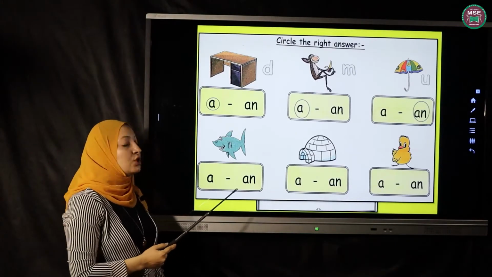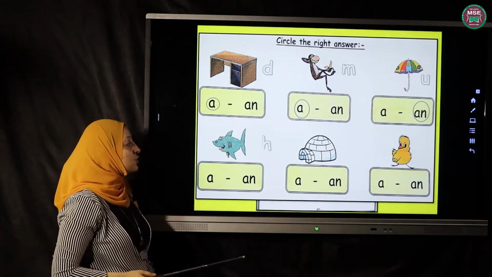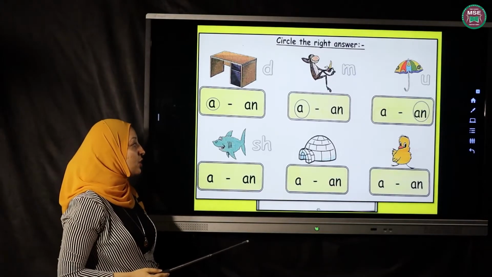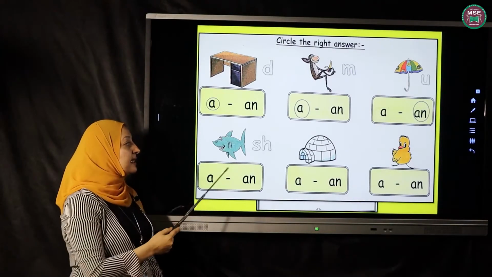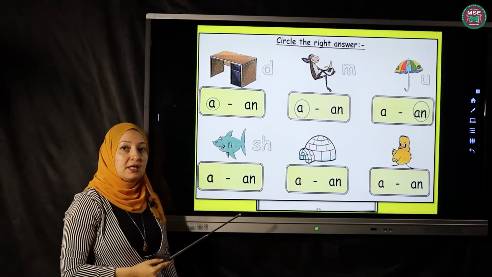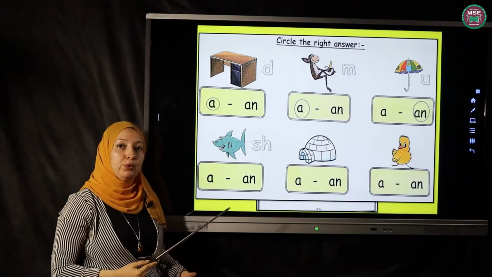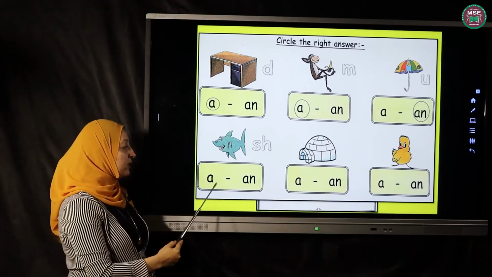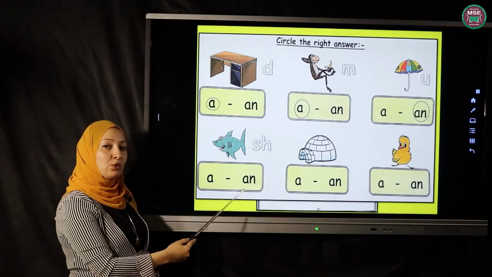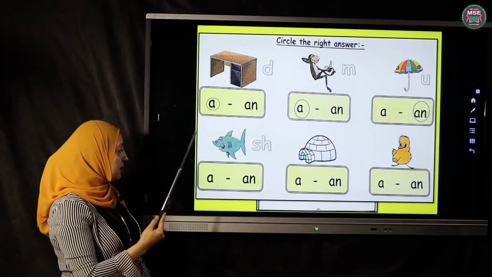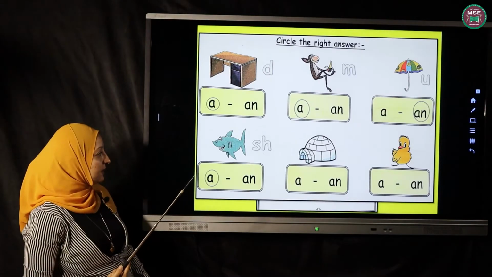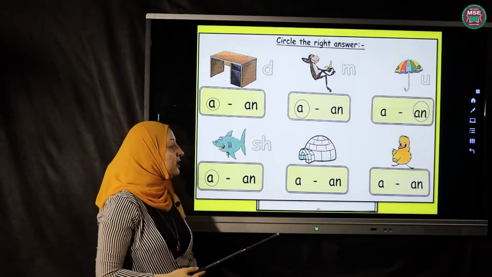Let's see here. Shark. Shark starts with letter S. Is S one of the 5 vowels? Is it A, E, I, O, U? No, it's not. So we're gonna circle which one, Mr. A or Mommy Ann? Okay, Mr. A, of course.